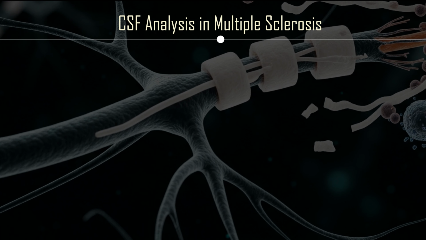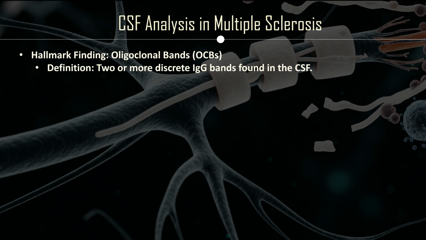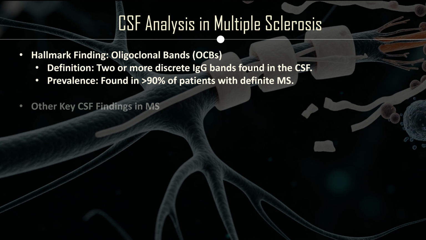Moving from imaging to biomarkers, cerebrospinal fluid or CSF analysis holds significant diagnostic value in MS. The hallmark finding present in over 90% of patients with definite MS is the presence of oligoclonal bands, or OCBs. These are defined as 2 or more discrete IgG bands found specifically in the CSF but not in the serum, indicating intrathecal synthesis of antibodies.